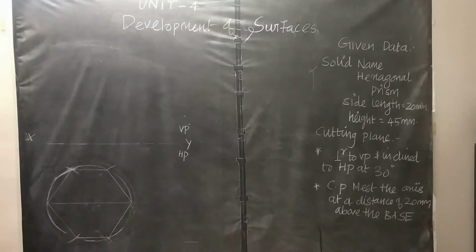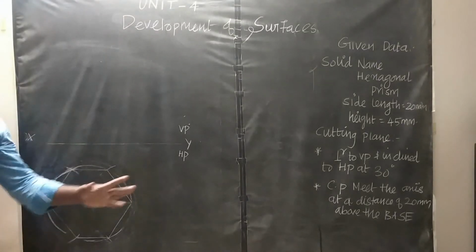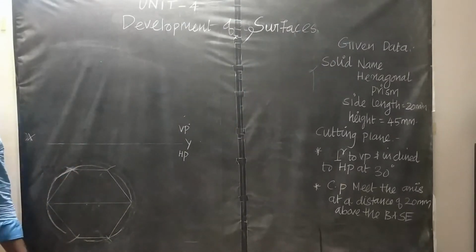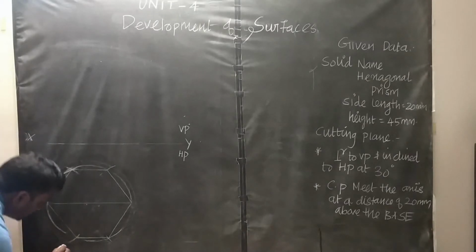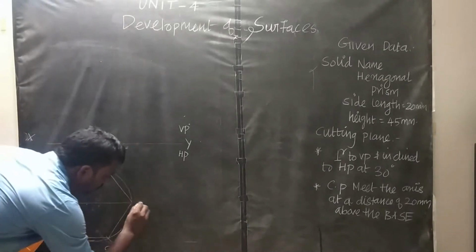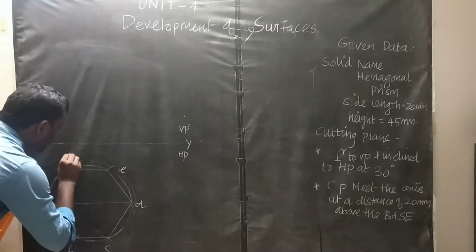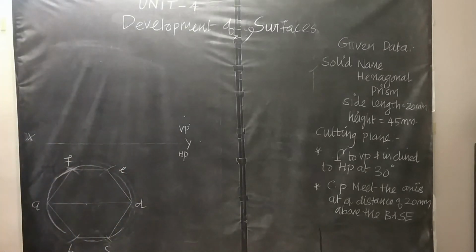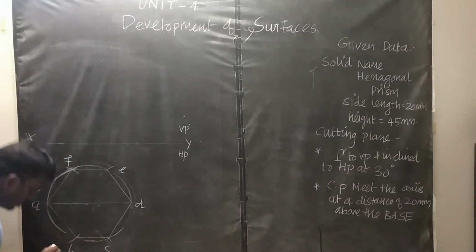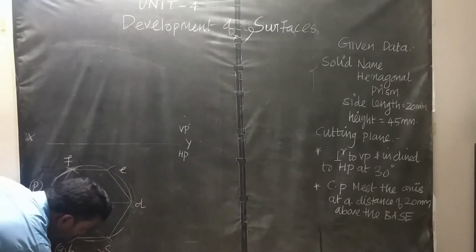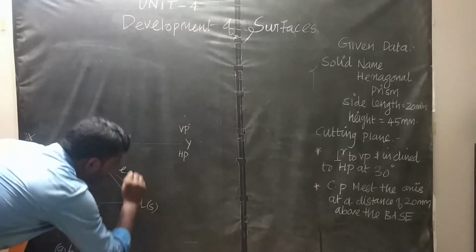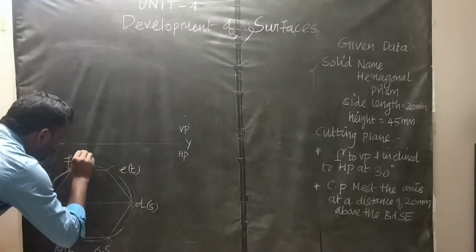Okay, then here the top end is visible, the bottom end is invisible. As per this statement, the top end is given the name ABCDEF. Then the bottom end is invisible, so give the name PQRSTU, and write those letters within brackets.